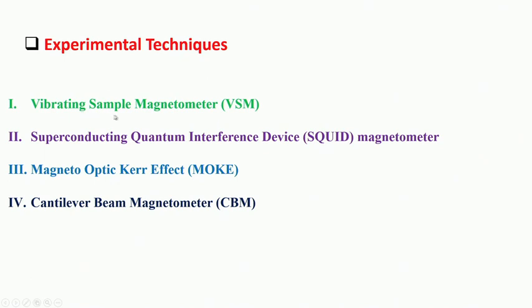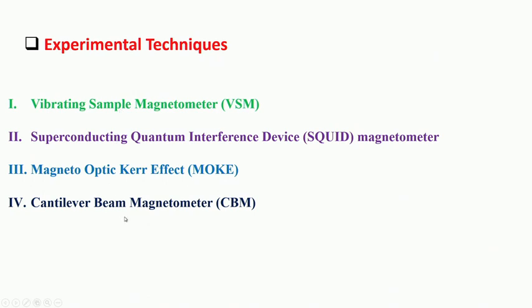So, this one is the vibrating sample magnetometer, this VSM. Another is the superconducting quantum interference device magnetometer. Okay. This is another magnetometer. Third one is magneto optic Kerr effect, MOKE. Fourth one is cantilever beam magnetometer. So, these four magnetometers generally we use in research. There are differences among them, but all techniques measure the magnetization as a function of magnetic field. But they work on different principles.